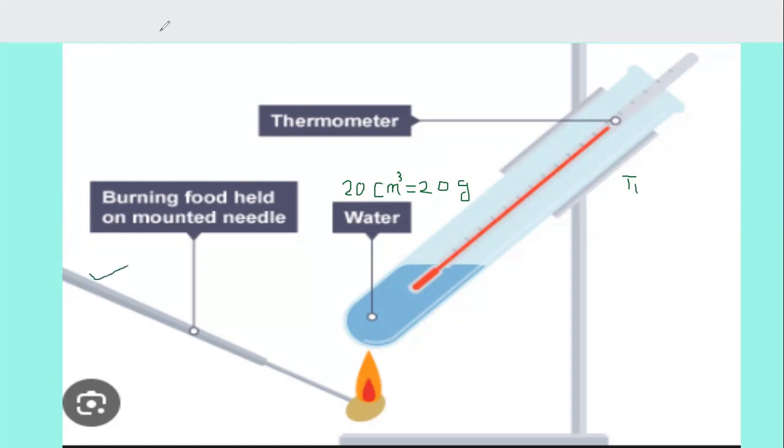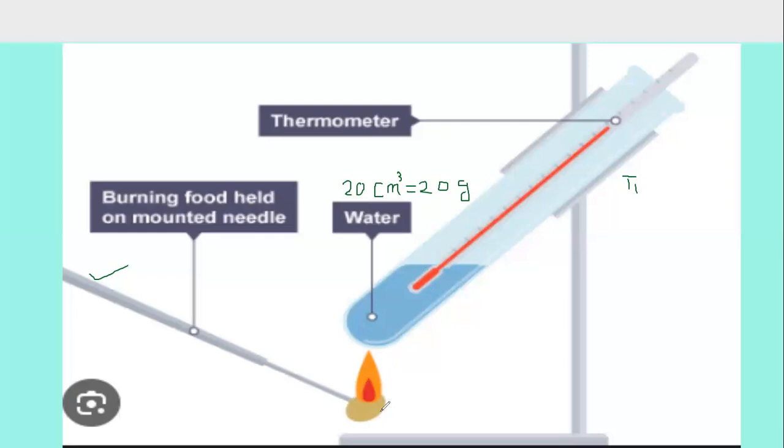Okay. This is the mounting needle. This needle is a mounting needle and it is a metallic needle in which you will pierce the food and you will burn the food by keeping the Bunsen burner in such a way that the flame of the burning food should touch the bottom of the test tube or the boiling tube.